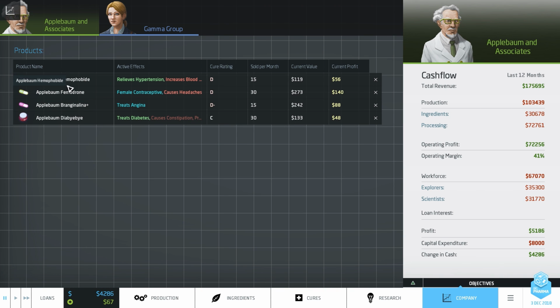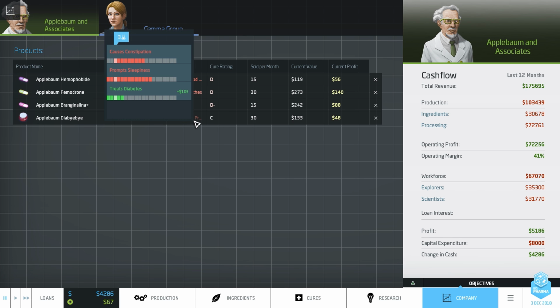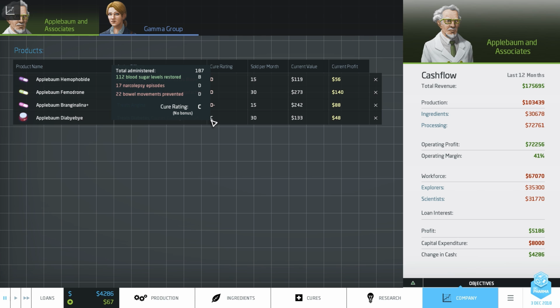We have hemophobide, famotidrone, brangelina, still, every single 5 episodes in and we're still clunking it up. And Diabibi, our newest diabetes drug, which has the side effects removed from it, all but removed from it. Actually, not quite. It's 65% less, it says, so they're muted but they're still there. So they're not as bad as they could be. The drug is at a C.